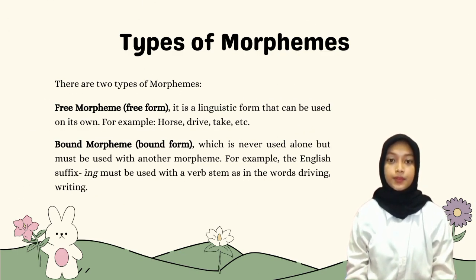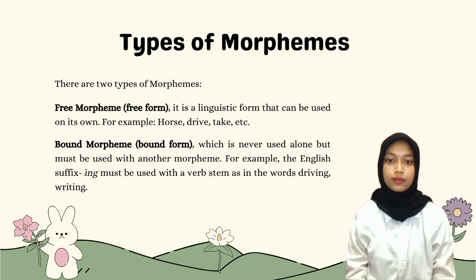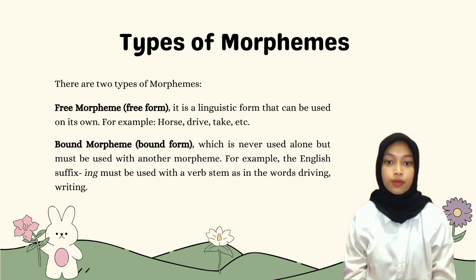Okay, I will explain about types of morphemes. There are two types of morphemes: free morphemes and bound morphemes. Free morphemes are morphemes that are not related to other morphemes and can be used directly in speech. A free morpheme, or free form, is a linguistic form that can be used alone. For example, horse, drive, feet, etc.